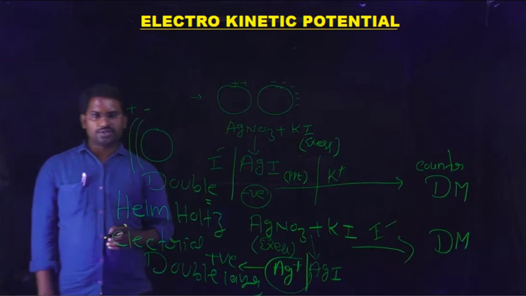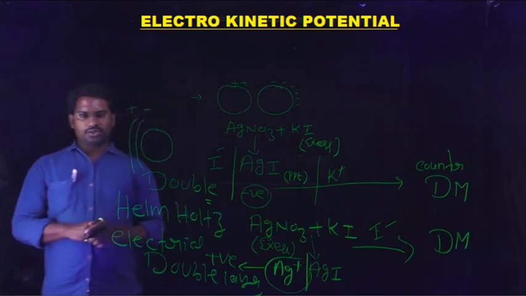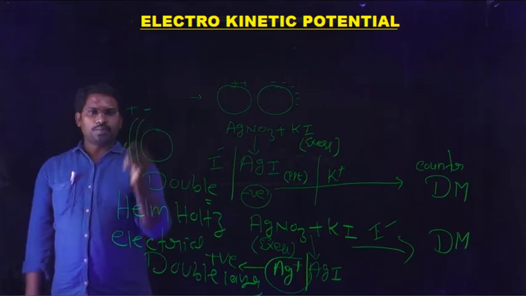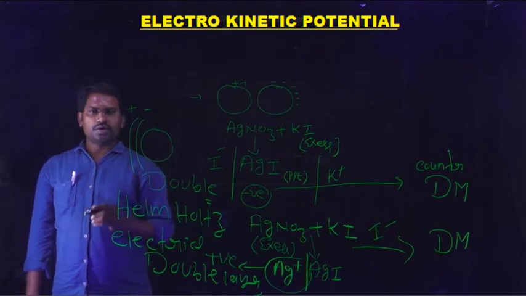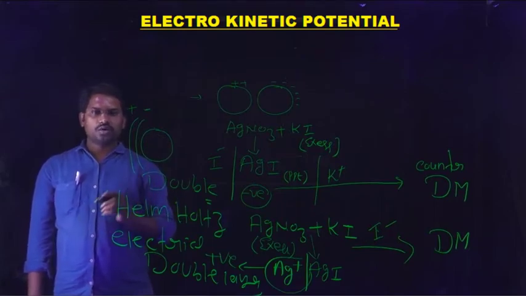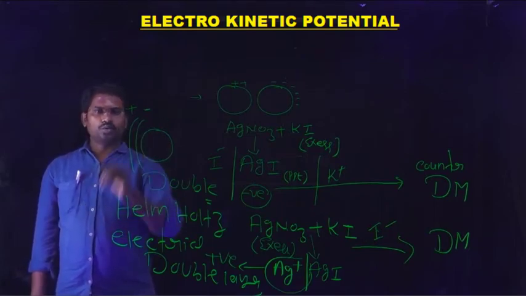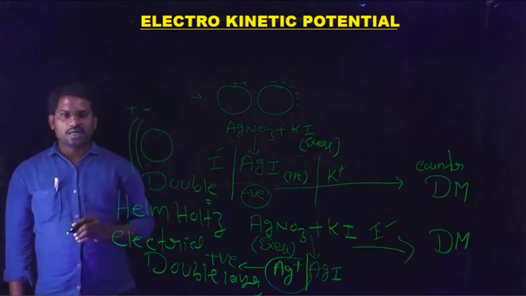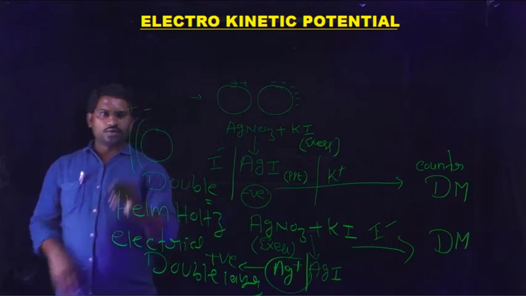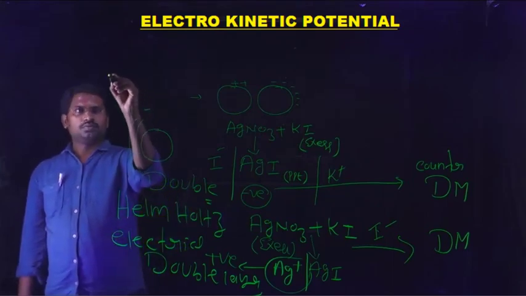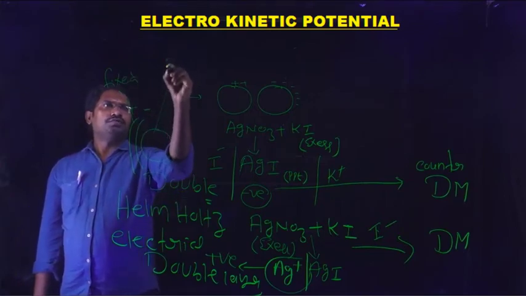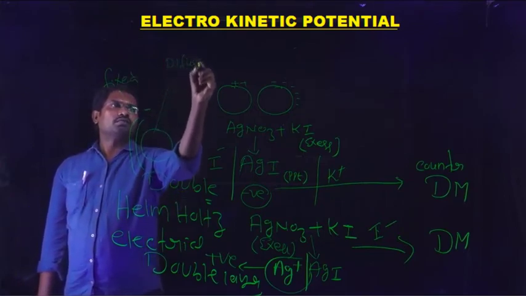So this is the definition of the electrokinetic potential. The potential difference that develops between the two opposite charged layers surrounding the given colloidal particle is known as the electrokinetic potential. Of the two layers, one layer is called the fixed layer and the other is called the diffused layer or mobile layer.